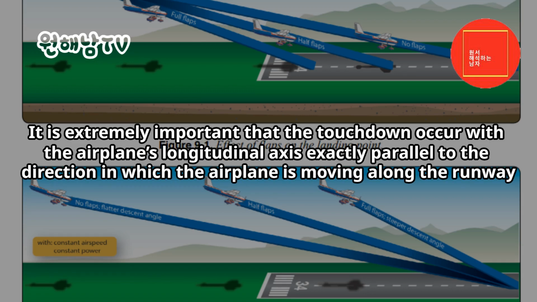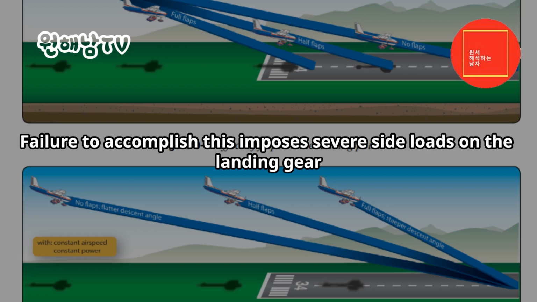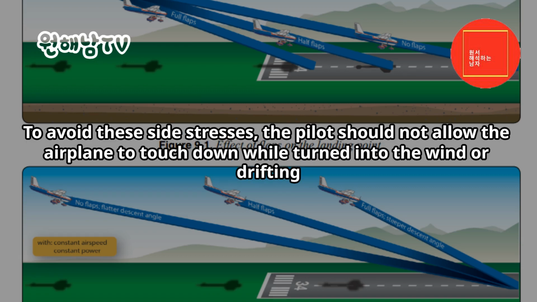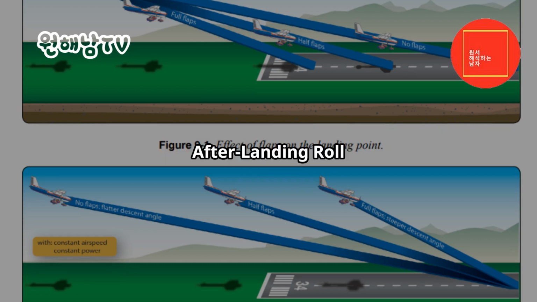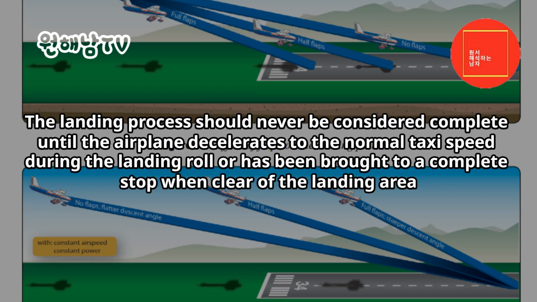It is extremely important that the touchdown occur with the airplane's longitudinal axis exactly parallel to the direction in which the airplane is moving along the runway. Failure to accomplish this imposes severe side loads on the landing gear. To avoid these side stresses, the pilot should not allow the airplane to touch down while turned into the wind or drifting. After landing roll, the landing process should never be considered complete until the airplane decelerates to the normal taxi speed during the landing roll, or has been brought to a complete stop when clear of the landing area.